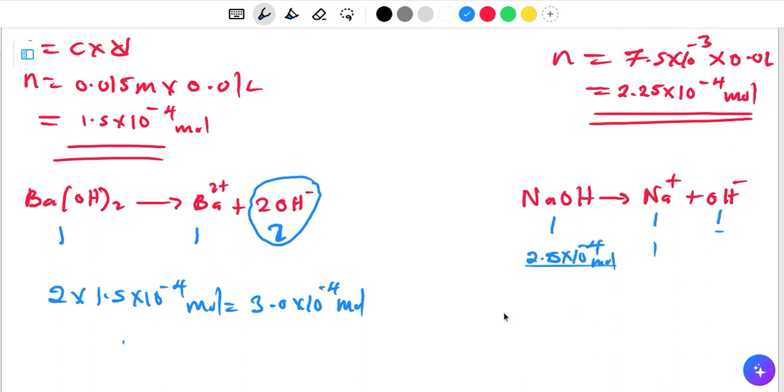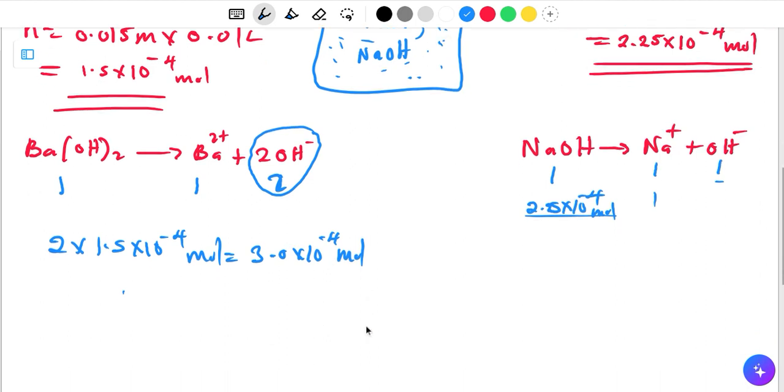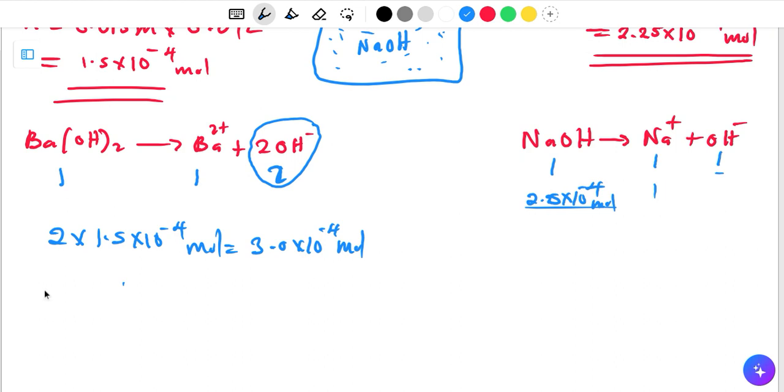So what is the next step? We need to find the total. Since we are combining barium hydroxide and sodium hydroxide in the same beaker, there is a combination. So meaning to say that the volume is going to be additive, as well as the number of moles going to be additive. So this is what we have in the beaker. So let's find the total number of moles of these two.